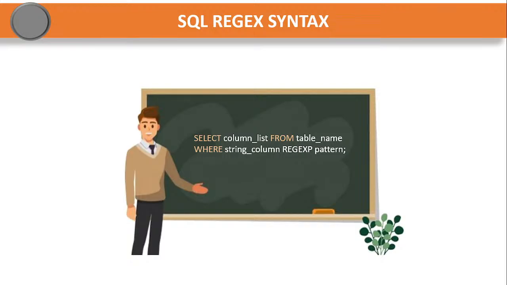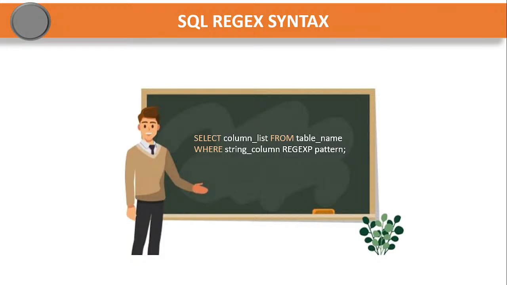So let us now understand the syntax of regex, that is regular expression. The syntax is: select column list from table name where string column REGEXP pattern. Basically, this statement performs a pattern match of a string column against a pattern. If a value in the string column matches the pattern, the expression in the where clause returns true, otherwise it returns false. If either the string column or the pattern is null, the resultant set is also null.